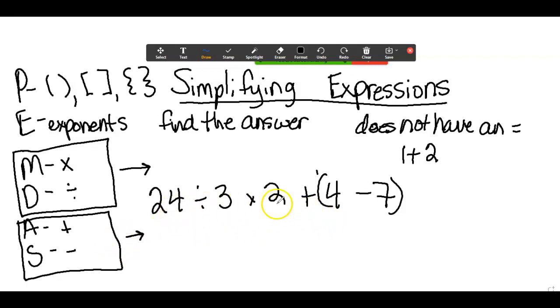So in this problem, I would do parentheses first. So 4 minus 7 would be first. Okay. And then I have division, multiplication, and addition. Well, because I have both multiplication and division, I go from left to right. So for this problem, division would be first, multiplication would be last, and then finally I would add whatever my answer to 4 minus 7 was. Okay, that's simplifying expressions. You're finding the answer to a number sentence that doesn't have an equal sign.